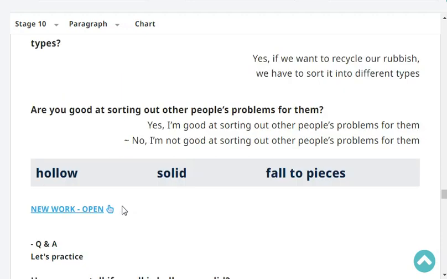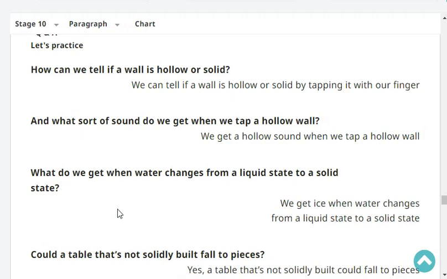Are you good at sorting out other people's problems for them? Yes or no? No, I'm not good at sorting out other people's problems for them. Very good. How can we tell if a wall is hollow or solid?